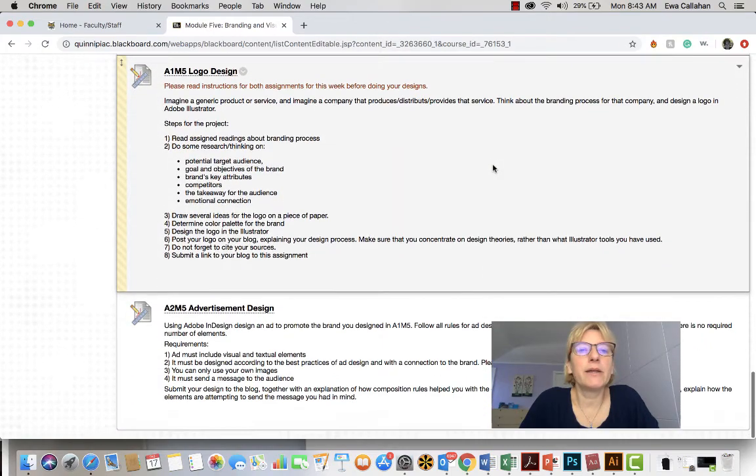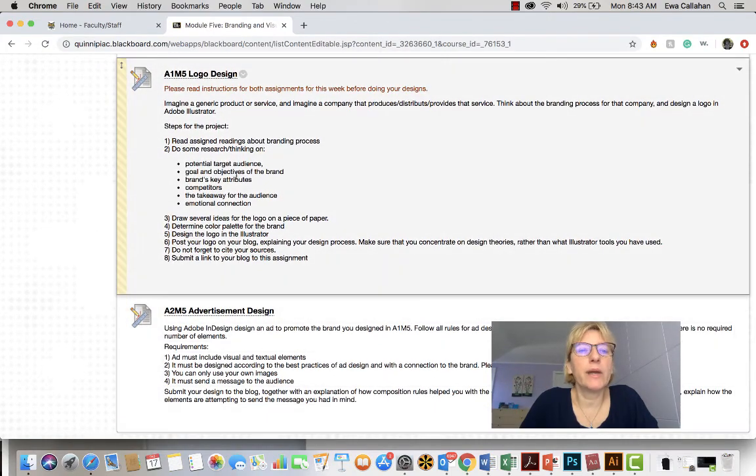Then I would like you to think, when you are designing the logo, about who will be the potential target audience, what would be the goals, what would be the brand key attributes, competitors, takeaway, emotional connection, and draw it on a piece of paper. Determine what would be the color palette and design the logo in Illustrator. And this is important. It has to be a vector design because you will have to be able to make it smaller or larger depending on how you are going to use the logo in the future. So I want you to design it in Illustrator.